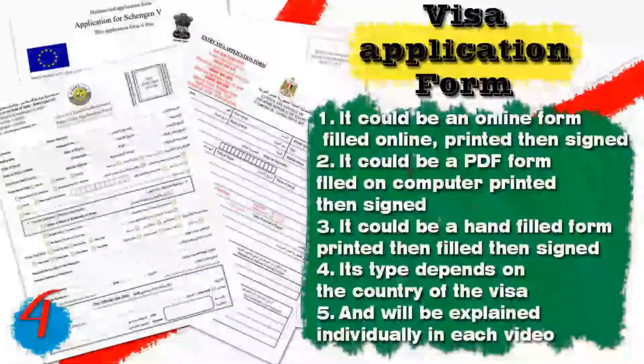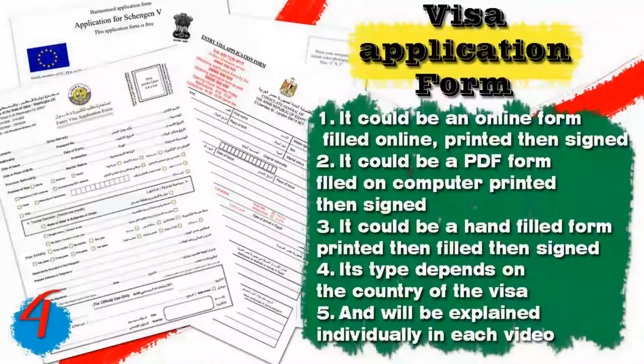Number 4, you will need visa application forms. For the visa application form, it could be an online form, filled online, printed, then signed. It could also be a PDF form, filled on computer, printed, then signed. And also, it could be a hand-filled form, printed, then filled, then signed. Its type depends on the country of the visa, and will be explained individually in each video.